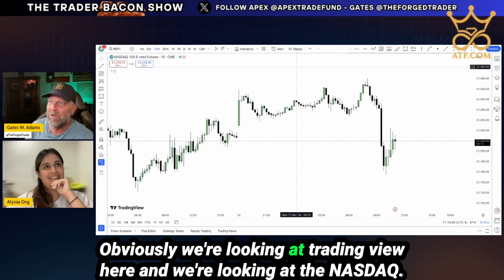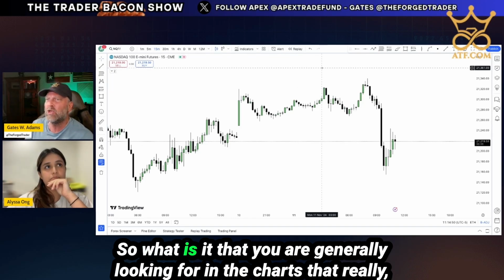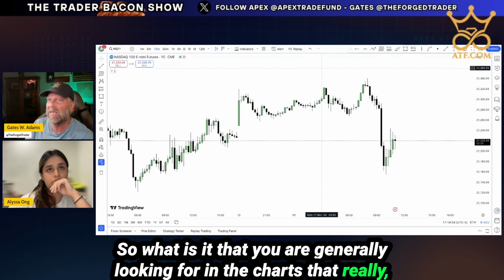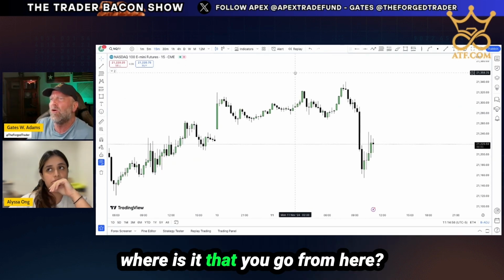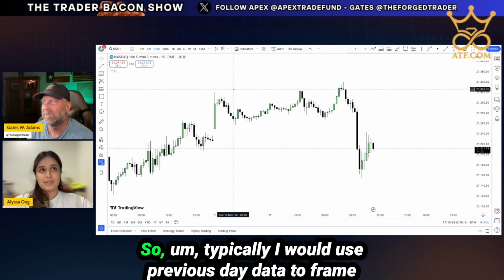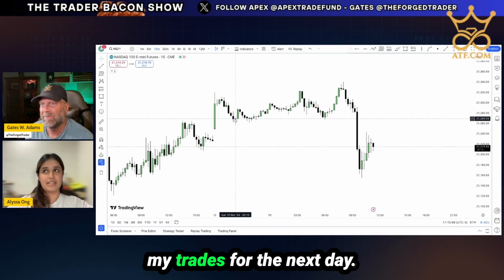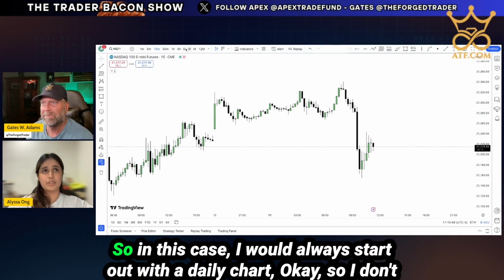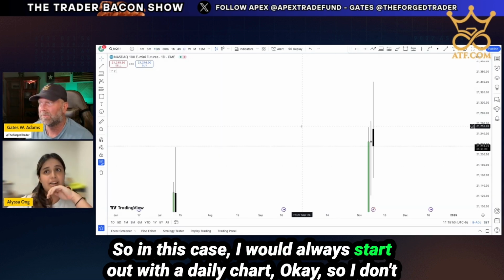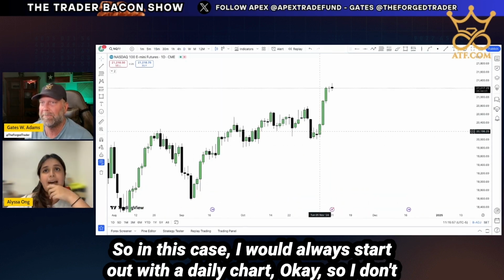Obviously we're looking at TradingView here and we're looking at the NASDAQ. So what is it that you are generally looking for in the charts? Where do you go from here? So typically I would use previous day data to frame my trades for the next day. So in this case, I would always start out with a daily chart.